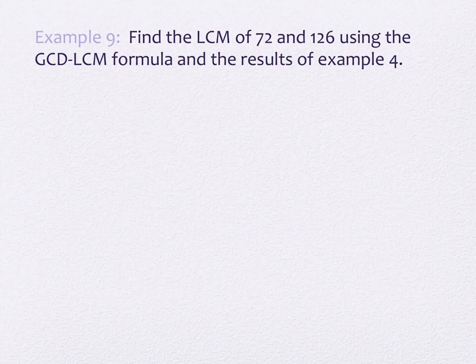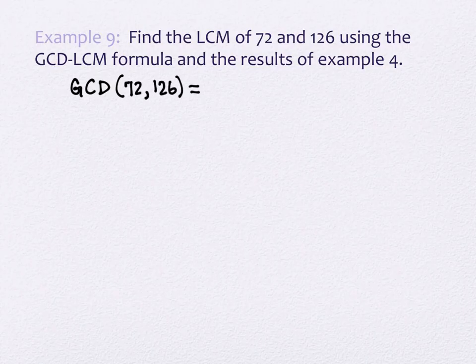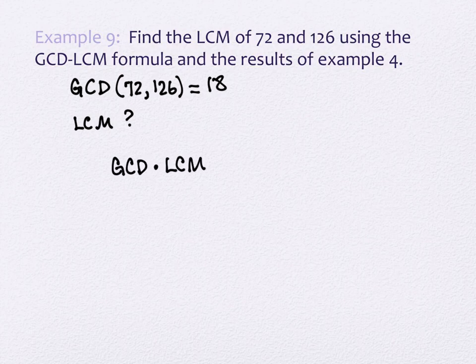We had in example number 4, the GCD of 72 and 126. What was our GCD on problem 4? It was 18. Okay, so I'm getting that from a previous problem. Let's find the LCM. And we're going to find it using this formula. So this formula says I'm going to take the greatest common divisor, multiply it by the least common multiple. And when I do that, I'm going to get the two numbers multiplied together. Well, that's a 72 and a 126. Those are my numbers. But I know one of them, namely the GCD. The GCD is 18.